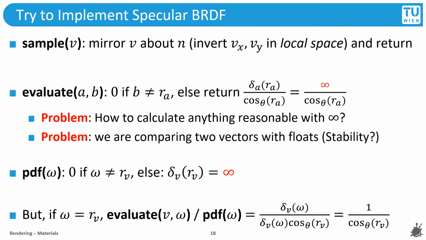Here the question comes back. What actually is the value of the delta function at the exact mirror direction? The answer is it's something that tends towards infinity. The same is true for the PDF function, which leaves us in an awkward situation. The only reasonable way to go here is to make sure that the evaluate and the PDF functions are used together, because in that case, the delta function cancels out. Luckily, this will also be our main use case for the path tracing routine where we use this material in.